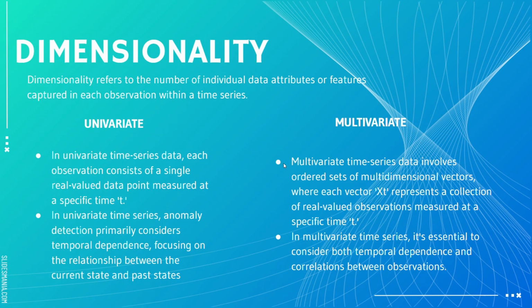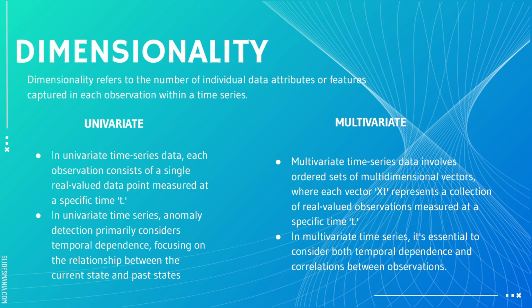Now we'll discuss dimensionality. Dimensionality refers to the number of individual data points or attributes that are captured in each observation within a time series. There are two kinds of dimensionality. One is univariate and the other is multivariate. In univariate time series data, each observation consists of a single real-valued data point measured at a time t.